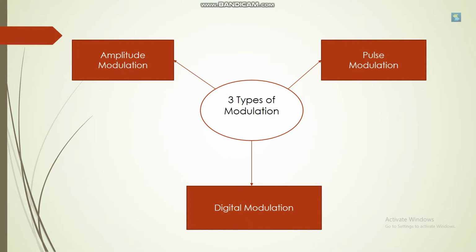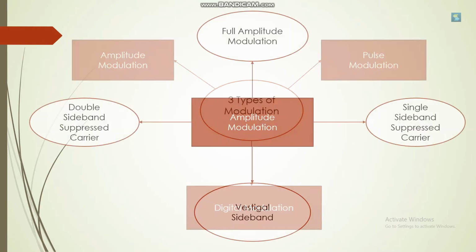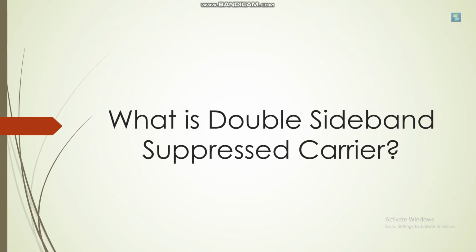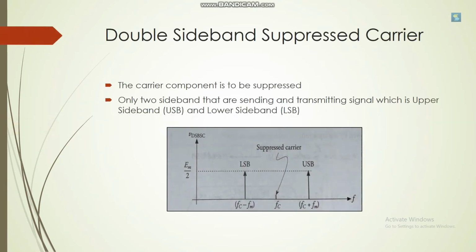So before we go through the double sideband suppressed carrier, we need to know first where the DSBSC comes from. By the general knowledge of telecommunication principles, there are three types of modulation, which are amplitude modulation, pulse modulation, and digital modulation. In amplitude modulation, we have many AM systems, and one of them is double sideband suppressed carrier. So what is double sideband suppressed carrier? Double sideband suppressed carrier is an amplitude modulation that makes the carrier component suppressed.